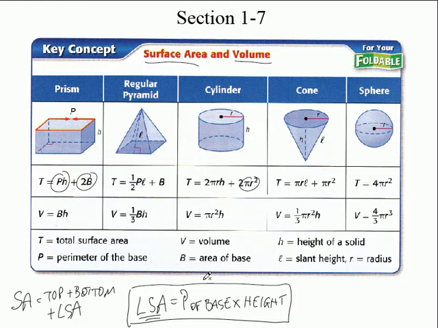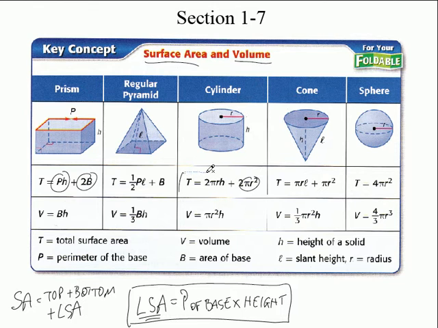How do we find the perimeter of a circle? Give me a math word. Circumference. That's right. So what do I do to find the lateral surface area? Find the circumference and multiply it by the height. Check it out. Look, what's the circumference of a circle? 2 pi r, right? Multiply that by the height.